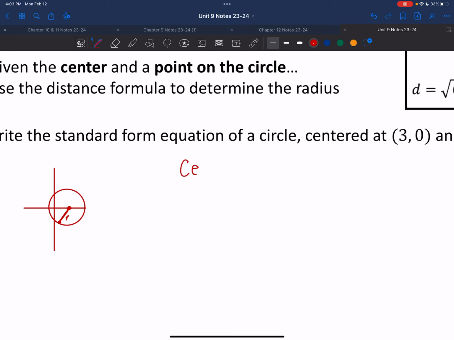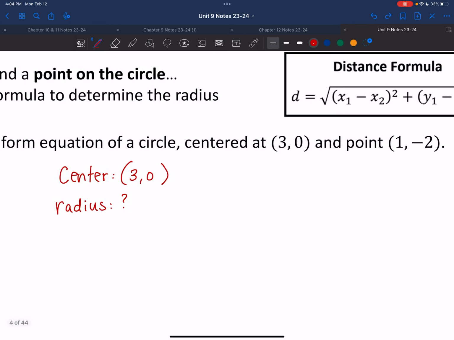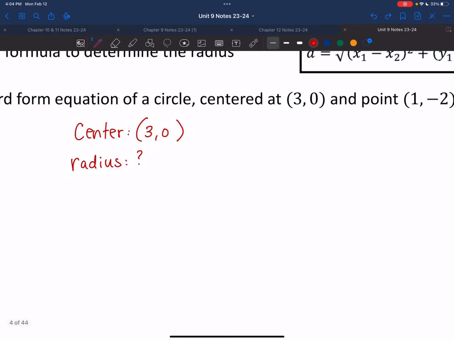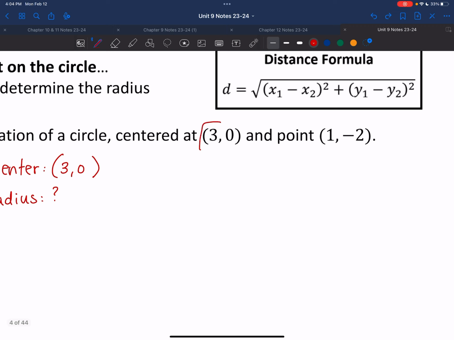You need your center, which in this case is at (3, 0), and you need your radius. And we don't know what our radius is right now, but we're going to use our distance formula from way back to help us find it. First thing I'm going to do is find the distance between these two points to find my radius. So I'm going to label this x1, y1, x2, y2.